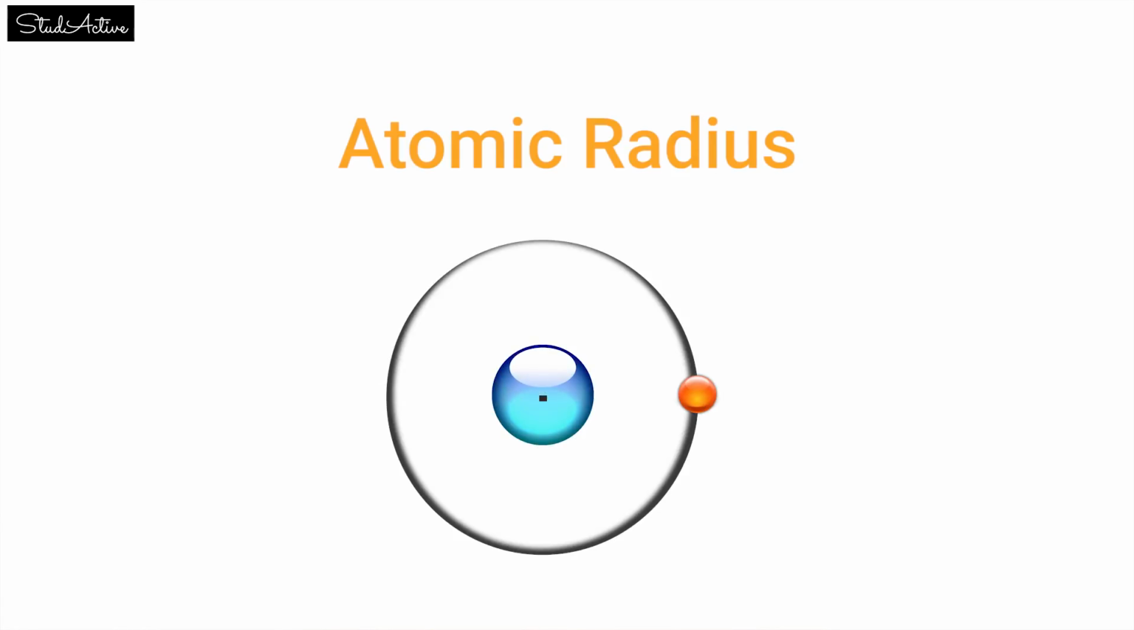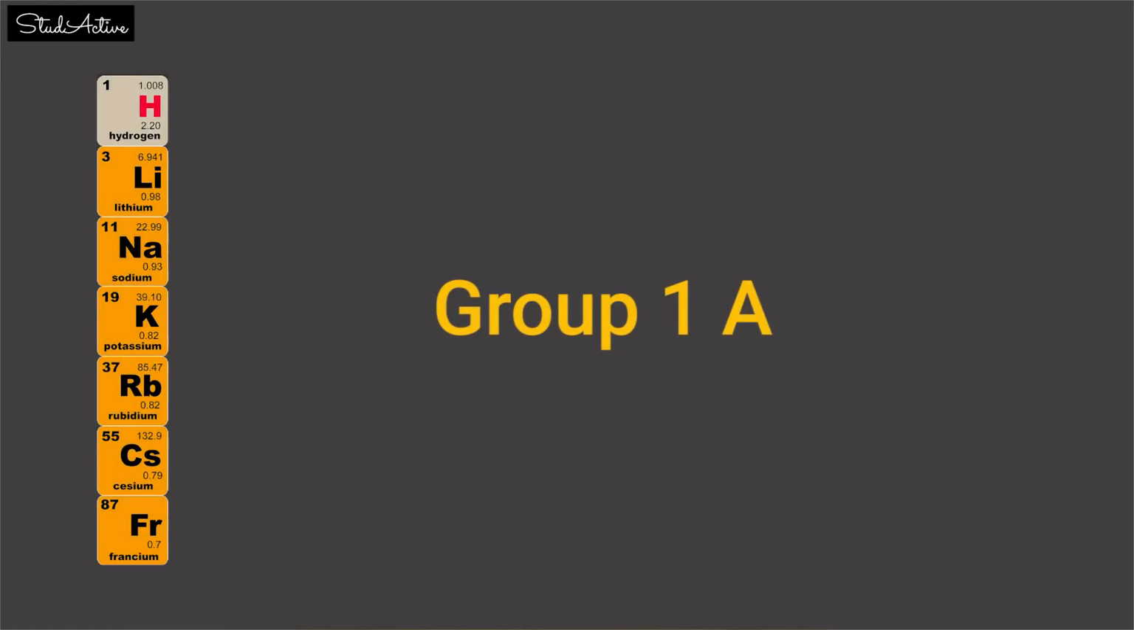Similarly, atomic radius is the distance between the center of the atom, that is the nucleus, to the outermost electron in the outermost shell. Now let us see what happens to the atomic radius of the elements in a group. Let us consider group 1A.